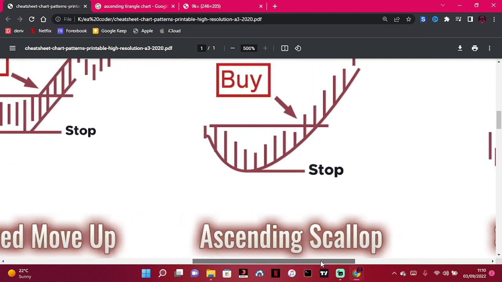I'm going to go over with ascending scallop. This one looks like the cup and handle pattern, it looks alike. But for this one, all you need to do is draw this smooth line, draw another line on top, another line below, and wait for price to break out. So let's check out how it looks in the real market.